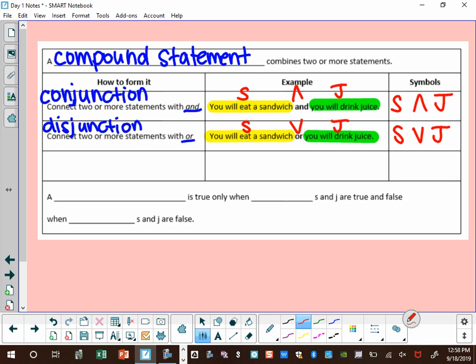And then it says a compound statement is true only when both S and J are true, and it's false when both S and J are false. They both stand together.